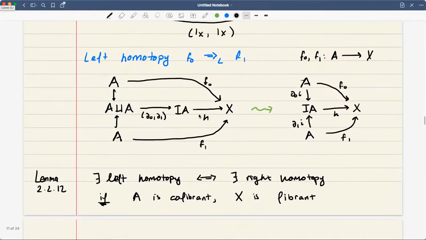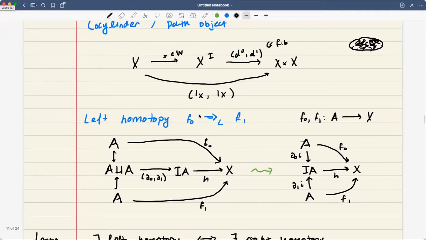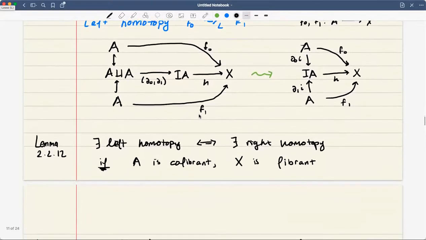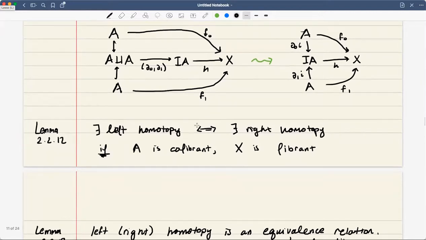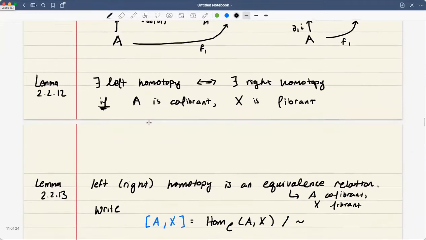So, you could define the right homotopy. It would just be a diagram in the opposite direction using your co-cylinder instead of your cylinder. And in the case where your object A is cofibrant and X is fibrant here, these notions are actually the same.